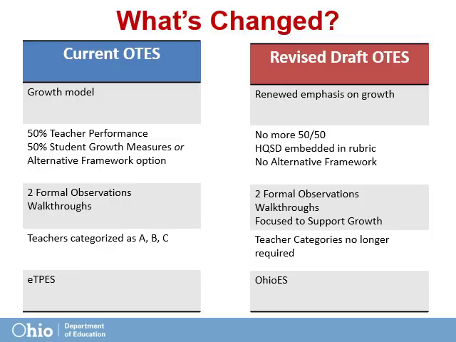High-quality student data is now being used in place of student growth measures, and the use of that high-quality student data is embedded in the Teacher Performance Rubric. High-quality student data will be covered in greater detail in upcoming slides. Revised OTES still requires 2 formal observations and at least 2 walkthroughs. These observations will now be focused to support growth. I will explain more about that later. There is no longer a need to categorize teachers as A, B, or C in the revised OTES. Last, ETPES will be replaced with a new evaluation platform known as Ohio ES or OES. OES is intended to be an updated, more user-friendly evaluation portal.